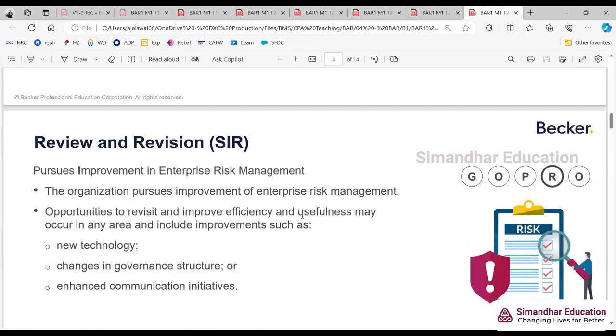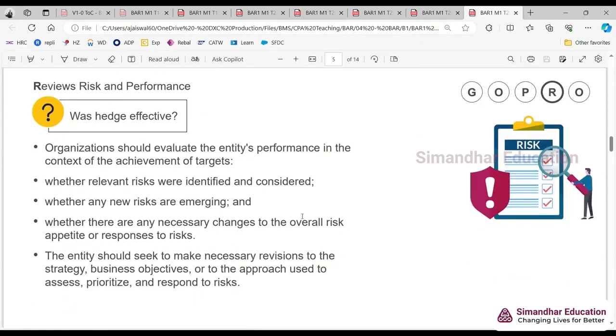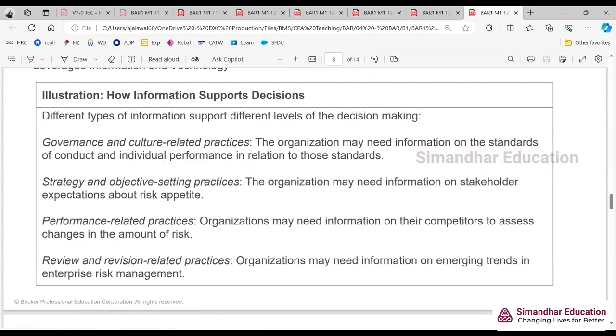We have to check about improvements in ERM. It can be technological, it can be otherwise also. So how does information help? Because that is also one of the principles. So governance, other components, how does the information component help? So governance and culture related practices, organization may need information. Everywhere in each of the topics, information is needed, right?